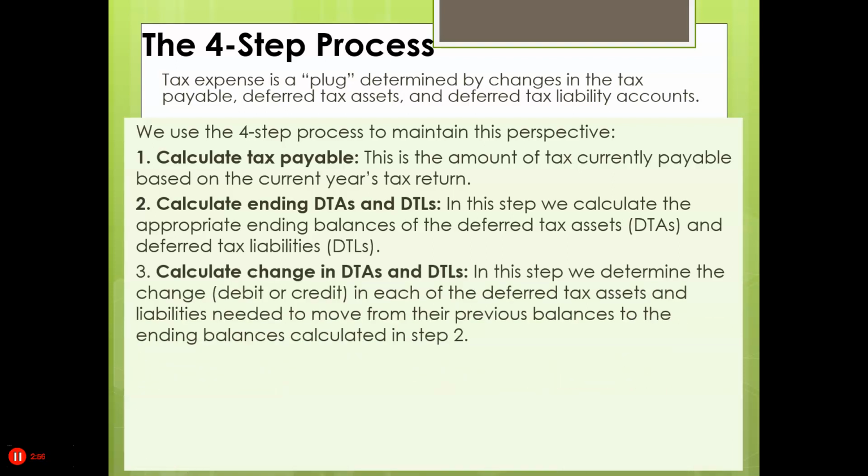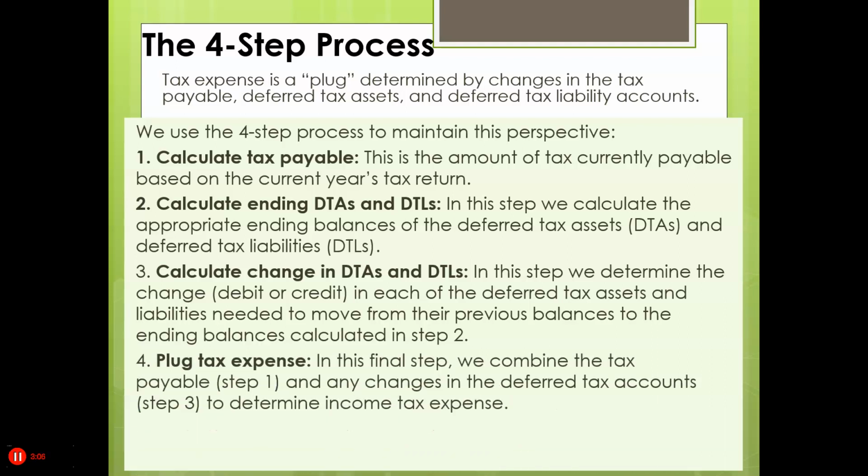Third, we calculate changes in the DTAs and DTLs. In this step, we determine the change because that's going to tell us what our journal entry is going to be. And then we plug tax expense. Now, that's just the way they do it in this book. I don't like plugs, but that's just my opinion. So now let's take a look at a problem and I'll show you how this works.